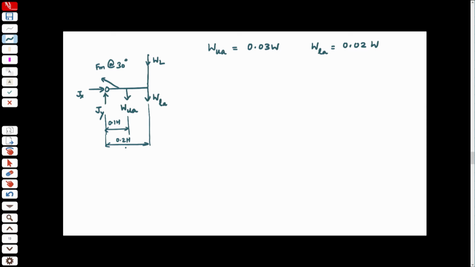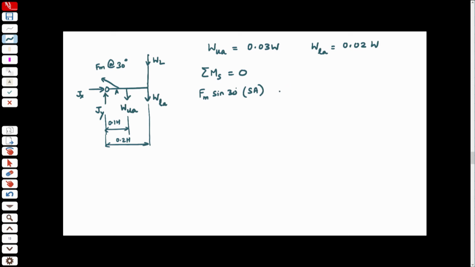Now calculate the muscle force. If you just want to calculate the muscle force, you can just use the moment equation, because that will eliminate two unknowns, J x and J y. So using the moment equation, I get F m sin 30 into S A.